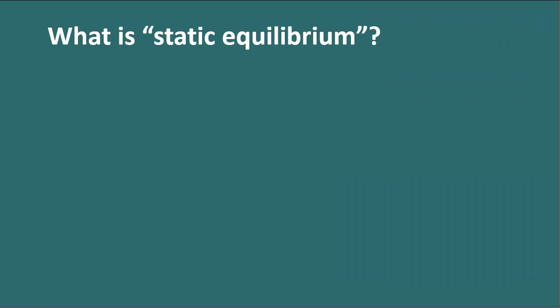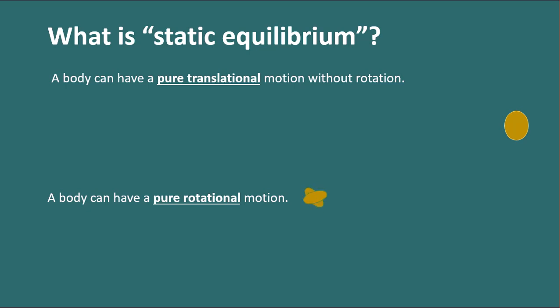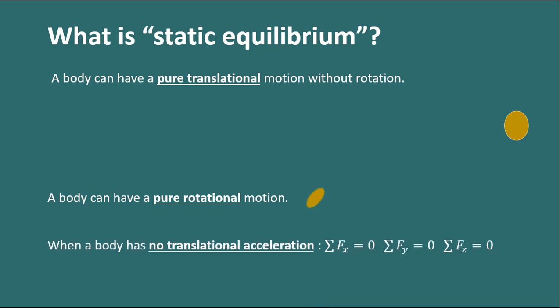So what is static equilibrium? There are two kinds of motion. First is a translational motion where a body does not spin but moves from point to point. And the second motion is a pure rotational motion where the body stays at the same location but only spins.